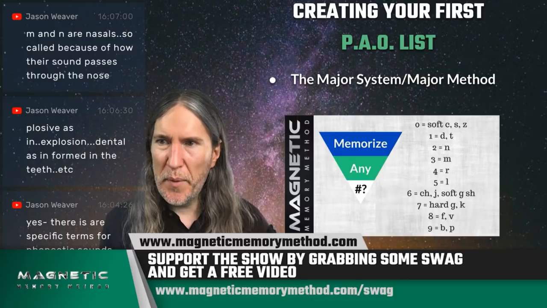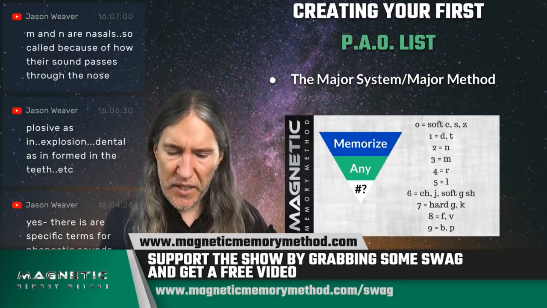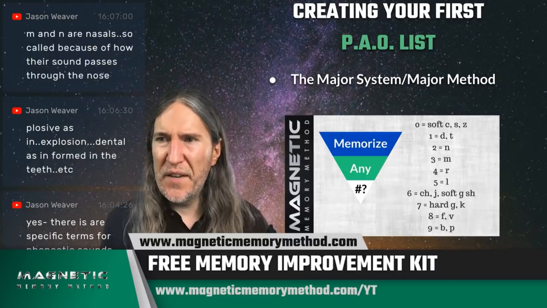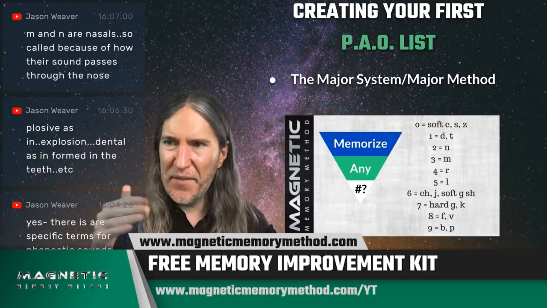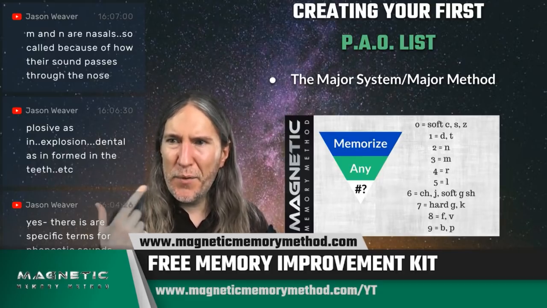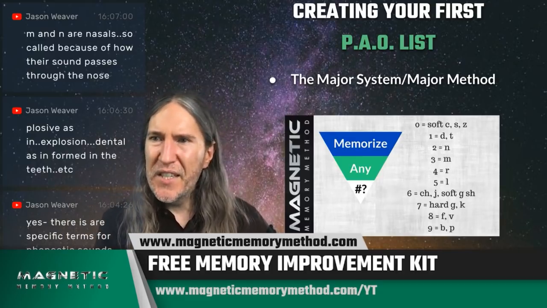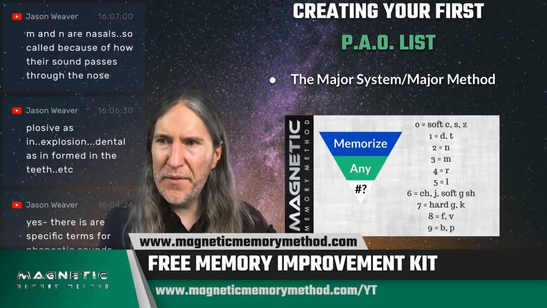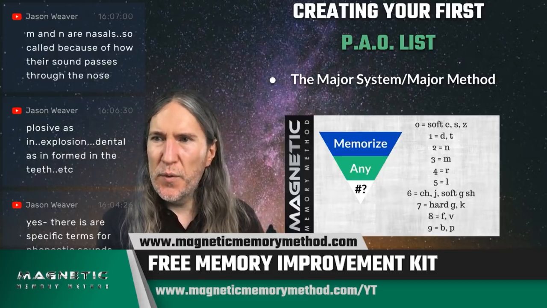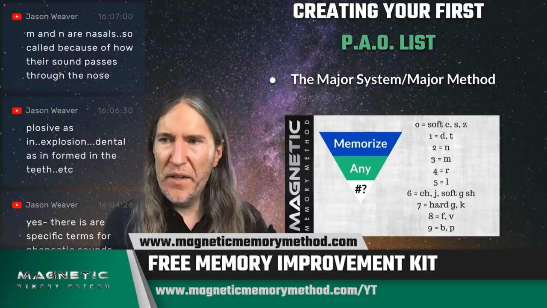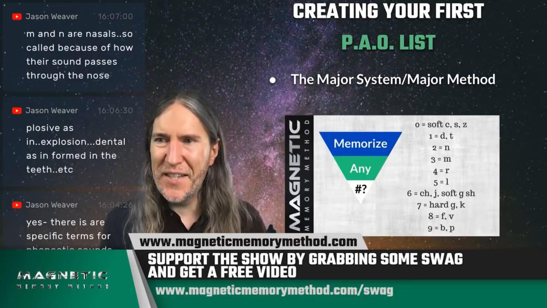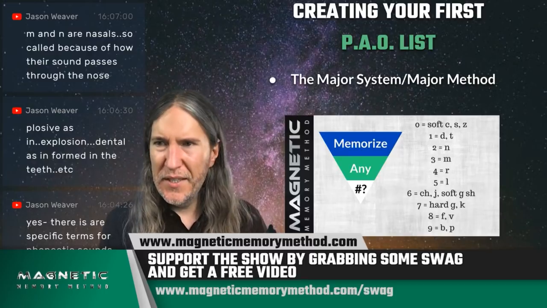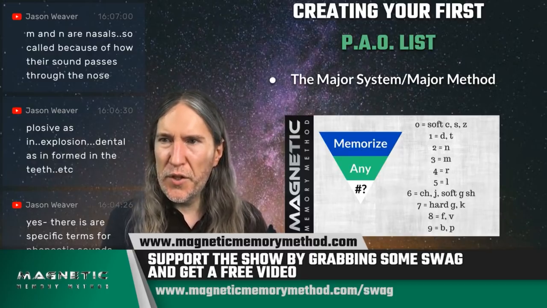Seven is a hard G or a K. I never use the hard G, but K is pretty simple for seven. It almost looks like there's a seven in there, a seven that's all drunk and backwards and leaning on a stick. Eight is F or V. To me, that one, I never memorized the last two with any special image because it somehow just made sense, right? Let's think what you could do.